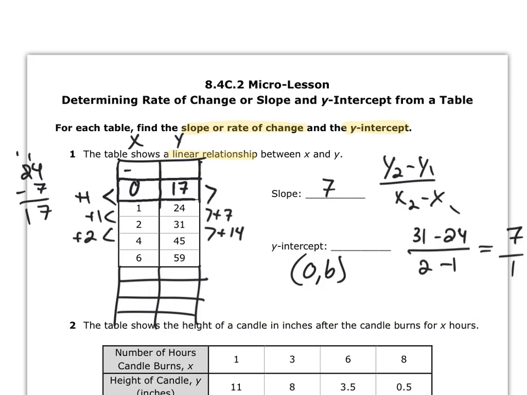I could take away another one. So negative 1 plus 1 is 0. It's not necessary to do this, but I know that 10 plus 7 is 17. I could go back as far as I wanted to, but I don't have to go any further back than this because I can already see that my y-intercept is at 0, 17. So I'm going to write down 17 as my y-intercept.